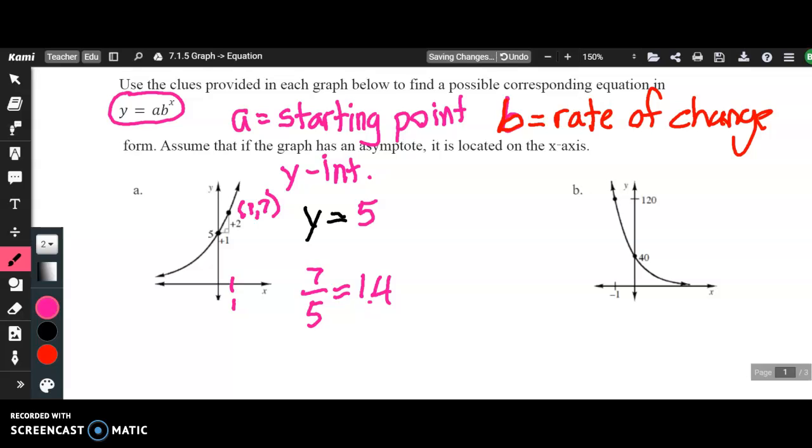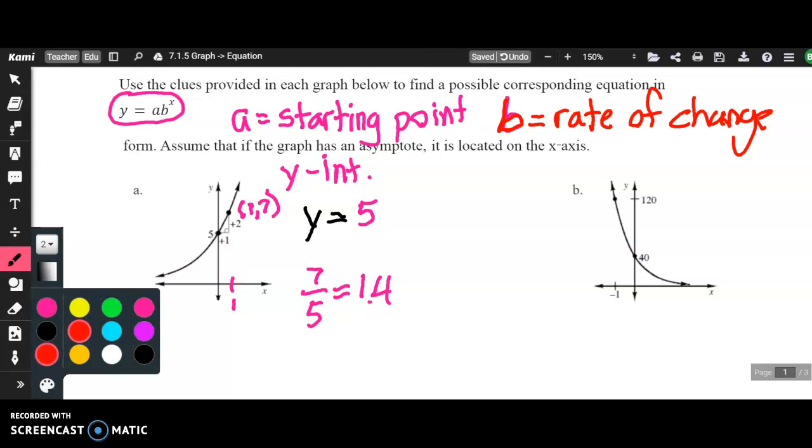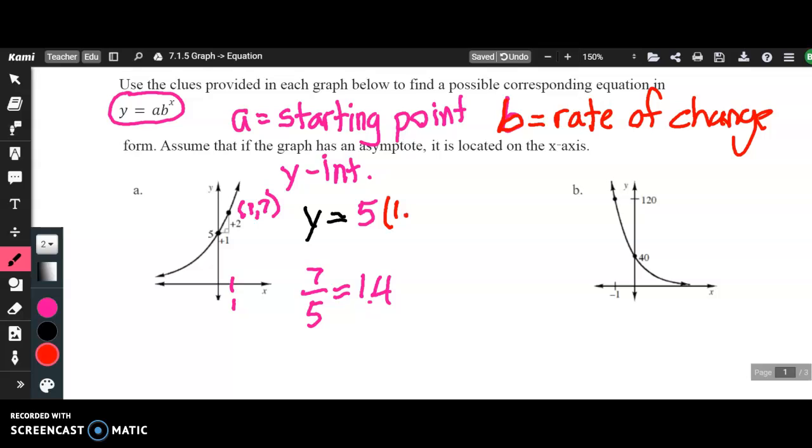So in this case, this graph is going up from one point to the next at a rate of 1.4. And then we'll have to the power x as the completion to our equation. So each time it goes up 1 point, it will go up 1.4.